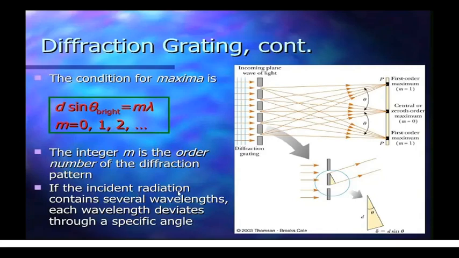If the incident radiation contains several wavelengths, each wavelength deviates through a specific angle. Here we discussed a single wavelength, a monochromatic wave, so we can substitute lambda as its wavelength. But if the incident radiation contains several wavelengths, each wavelength will deviate according to its own angle.